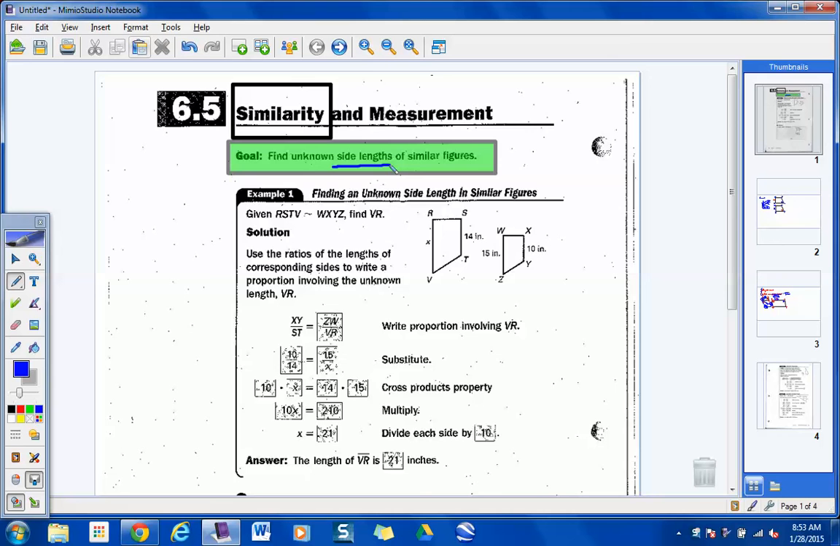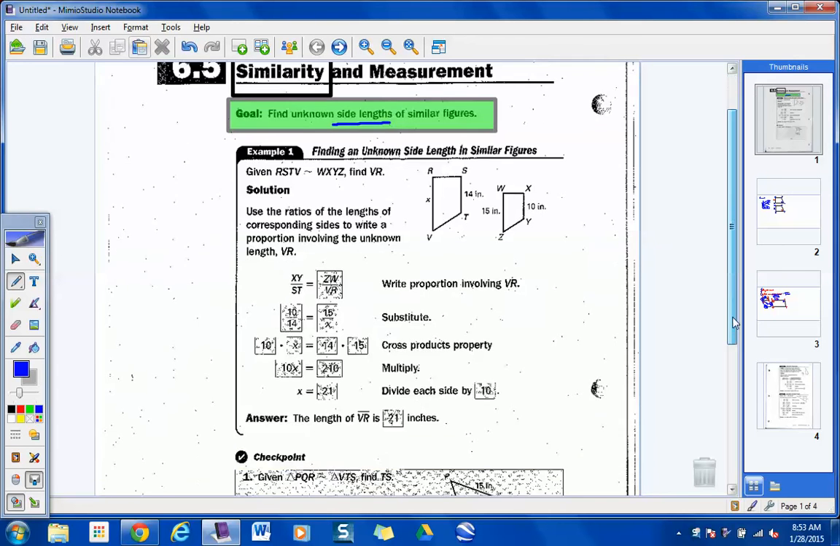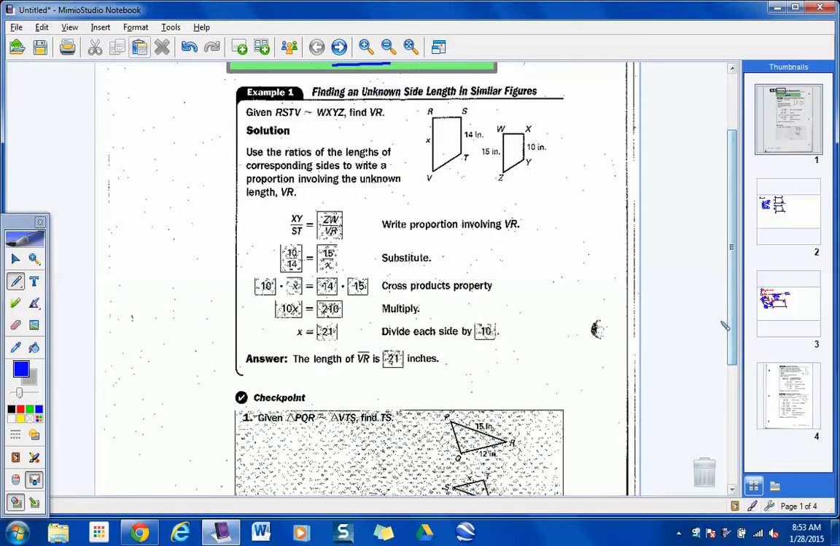This is how you do it. This is how we do it. Okay. Unknown side length you said? Finding an unknown side length in similar figures. Here's how this is going to work. It says given figure RSTV is similar, same shape, different size, to WXYZ. We've got to find the distance from where to where here, guys? V to what? R. Okay.